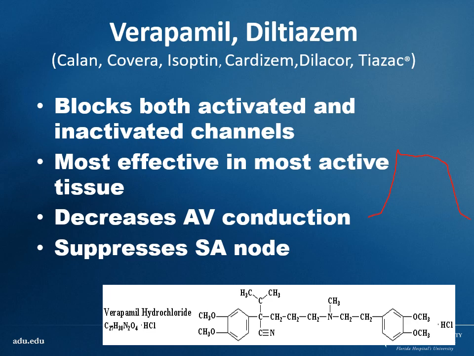So again, if I can decrease calcium influx, it's going to decrease. And again, the more active the tissue is, the more likely you are to be seeing that calcium influx. So again, that's why it's more effective there. But slowing down conduction, suppressing the SA node, AV node, decreasing contractility as well.